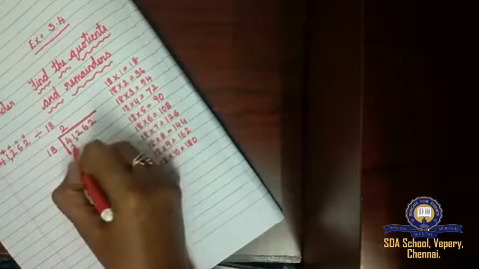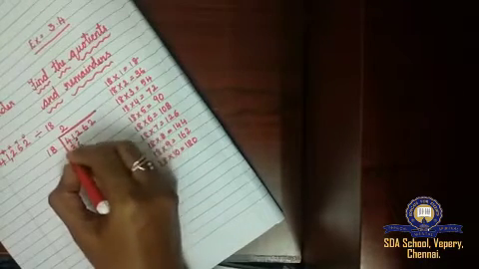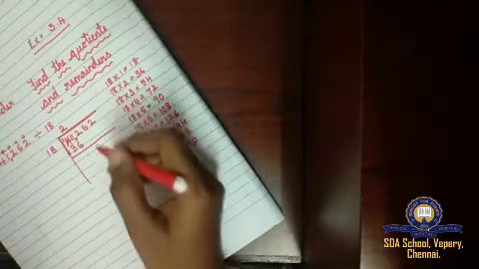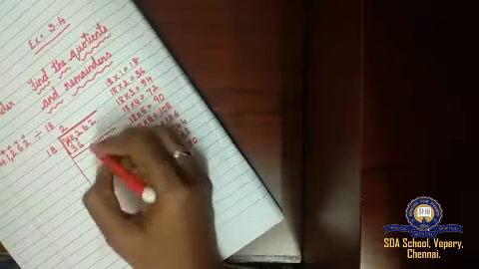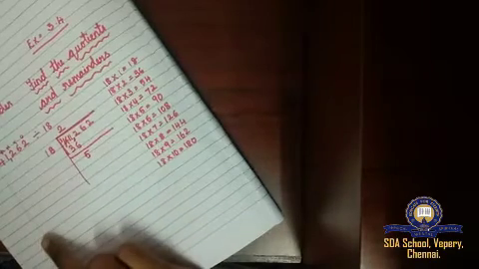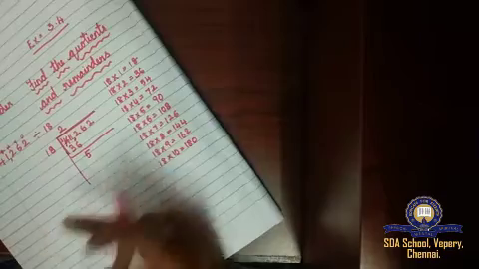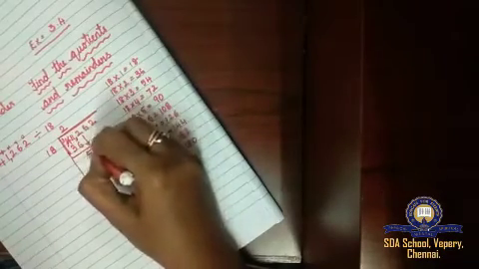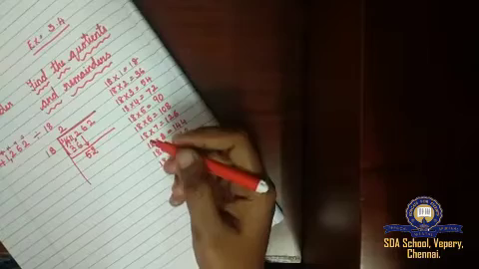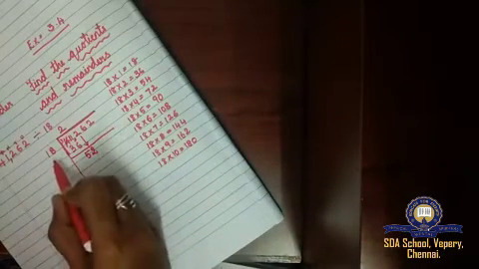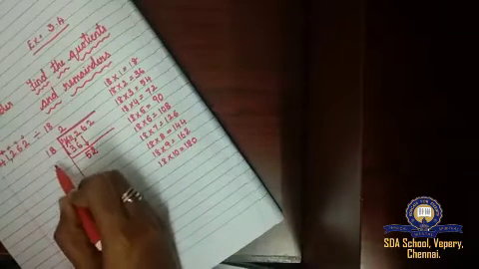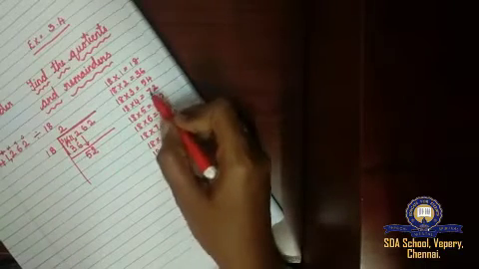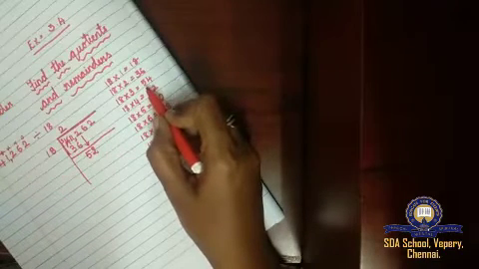You can check in the 18 table. 18 threes are 54. It is going across 41. So the nearest to 41 is 36, that is 18 twos are 36. Now subtract this. From 1 you cannot subtract 6. You have to borrow. So this will become 3 and this will become 11. 11 minus 6 is 5.